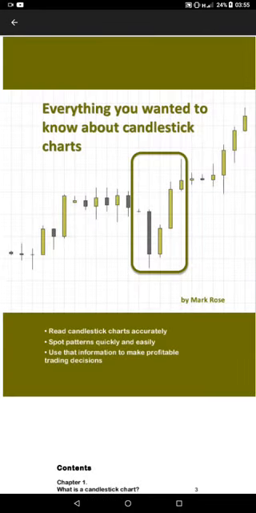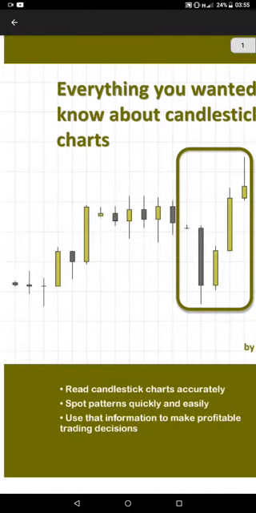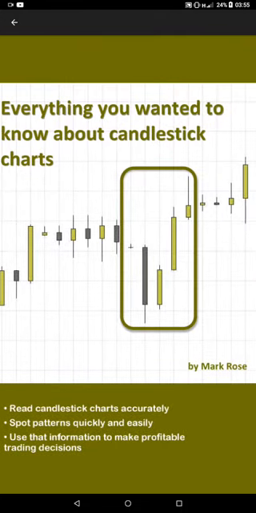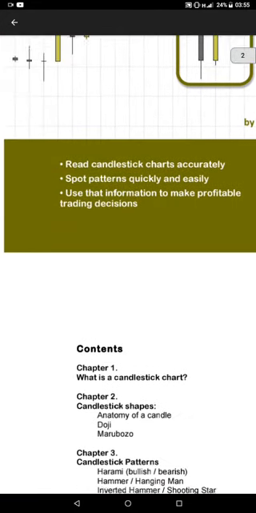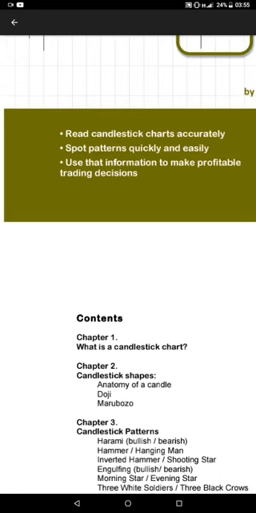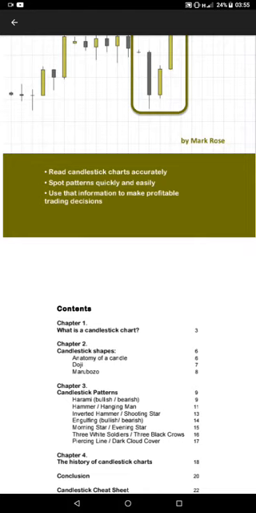Good day, everyone. Today I'm going to teach you everything you want to know about the candlestick chart. I promise, guys. As you can see, here it is, a candlestick chart. For beginners, for next time, or go back to my old videos. Guys, what you must do is read the candlestick chart accurately, then spot patterns quickly and easily. You must use that information to make a profitable trading decision.